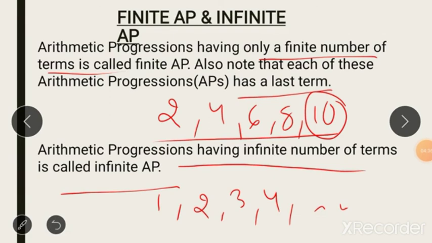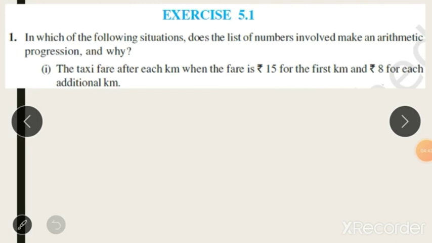So let's go on to exercise 5.1, the first question. Let's discuss the first question. What does it say? In which of the following situations does the list of numbers involved make an arithmetic progression, and why?